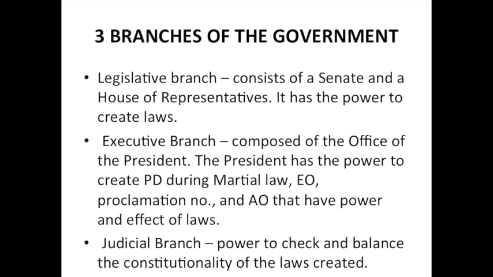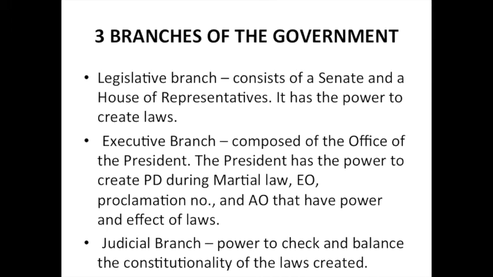Okay? Now, three branches of government. Legislative branch consists of a Senate and House of Representatives. It has power to create laws. Kasali din dito yung Congress. Executive branch composed of the office of President. The President has the power to create presidential decrees, during martial law, executive orders, proclamations, and administrative orders that have power and effect of laws. Judicial branch, power to check and balance the constitutionality of the laws created.